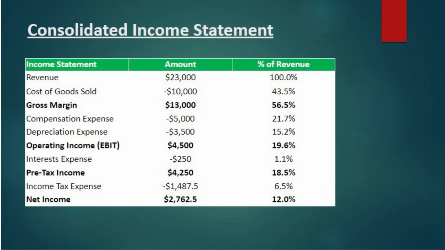To build our income statement, we start from revenue and deduct all the costs, expenses, and depreciation. We get our operating income, also known as EBIT, earnings before interests and taxes. We then remove interests and taxes to get our net income.